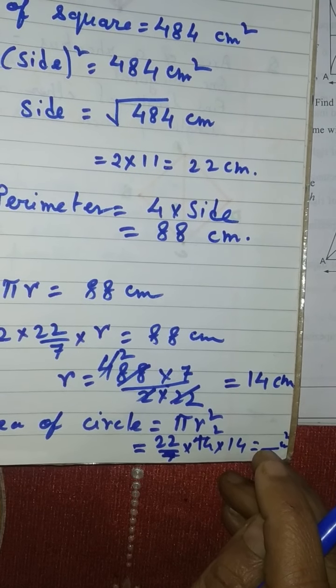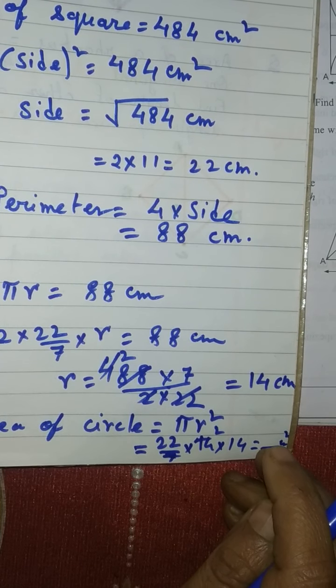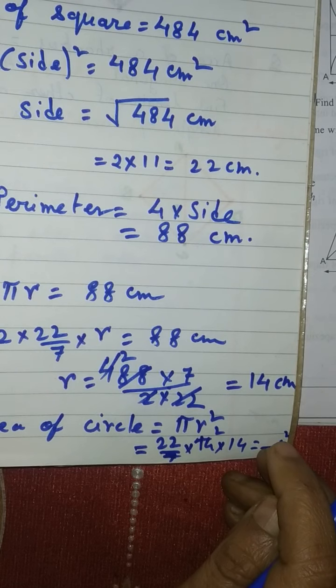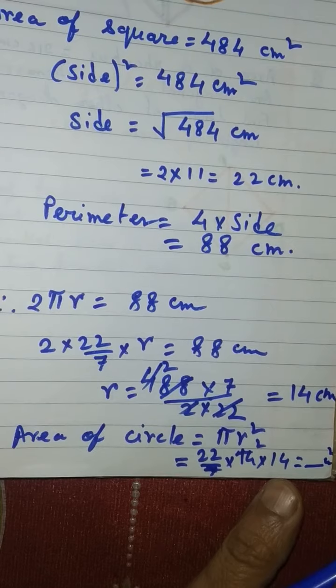So in this way, by using the formula, we can find area and perimeter of any type of figure. Remember, learn all this formula. That's all for today. Thank you, class.